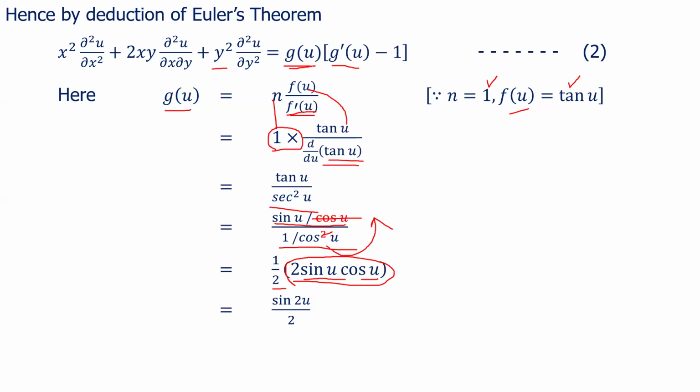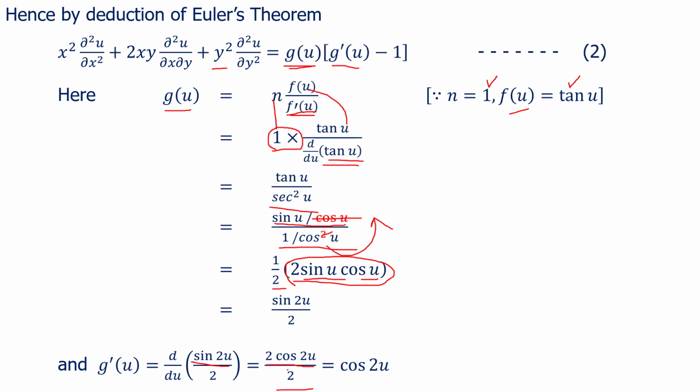Now, let us try to find out the value of g dash of u. So g dash of u is nothing but the derivative of sin 2u upon 2. The derivative of sin 2u is 2 cos 2u upon 2, so this 2 and 2 will cancel. We have cos 2u. Now we have to substitute all these values in equation number 2.